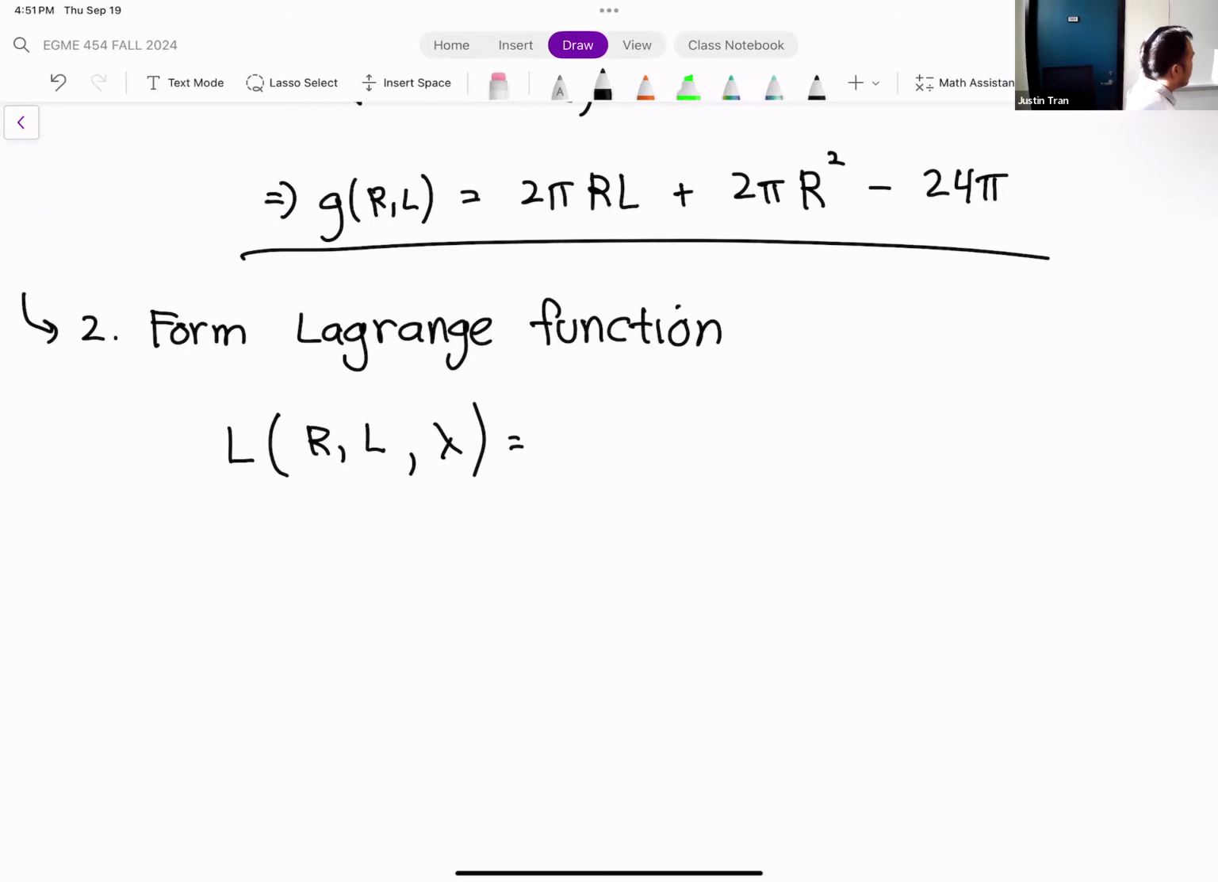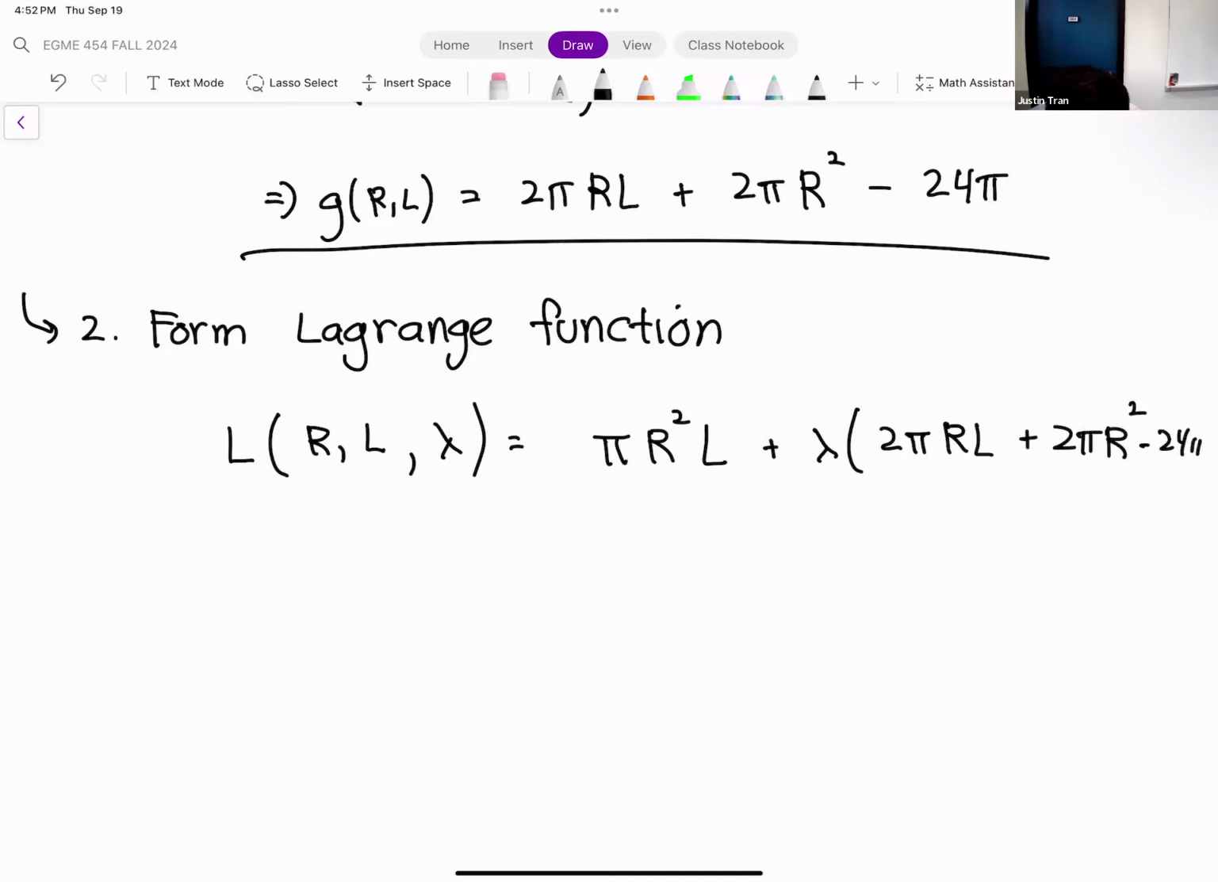And then we also have our Lagrange multiplier as well. So let's add those together. We have pi r squared L, that's our original objective function, plus lambda multiplied by our constraint, which is 2 pi r L plus 2 pi r squared minus 24 pi. All right, so now that we have our Lagrange function, we're just going to go through the same process we did last time. So let's go ahead and take our first order derivatives.